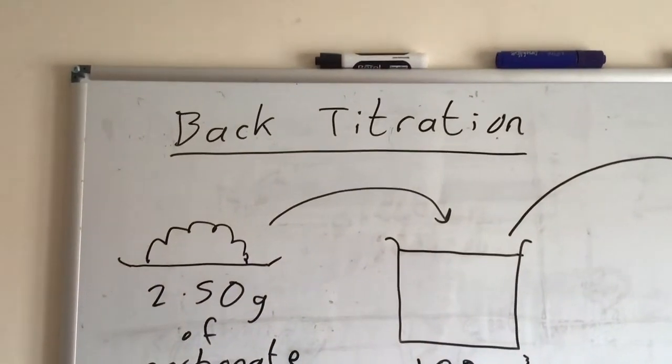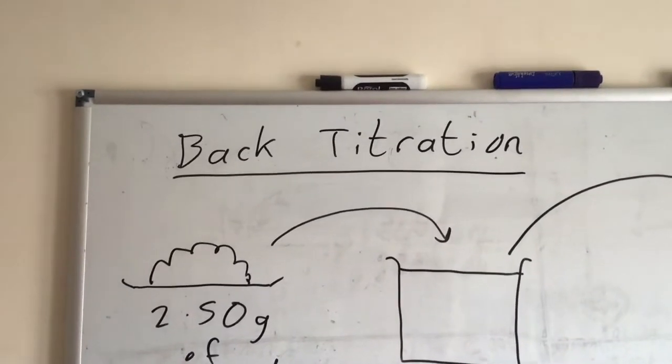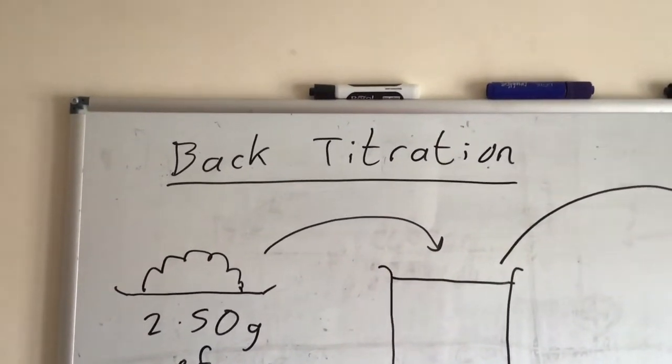Hi everyone, so these are my instructions of how to do B7.2 in the Isaac chemistry problems.